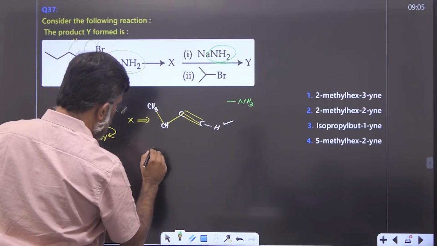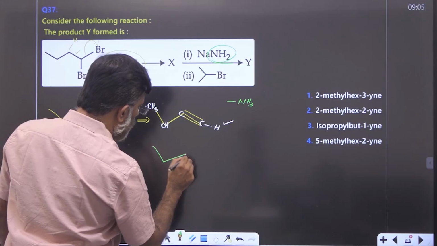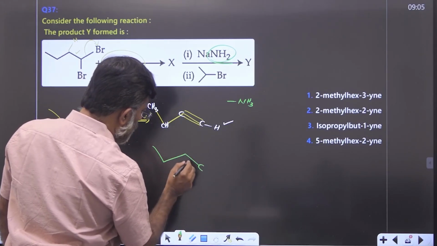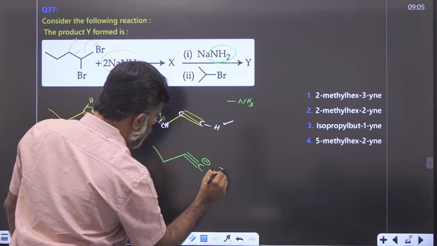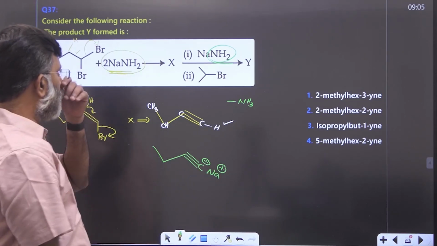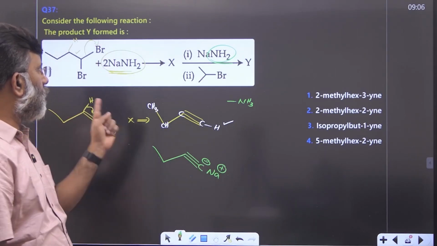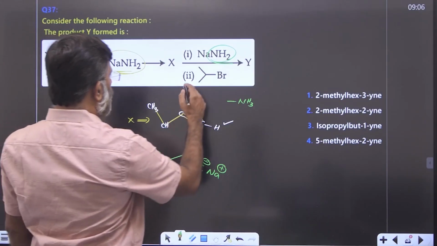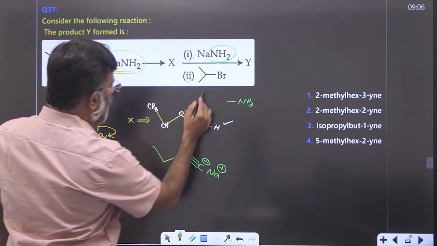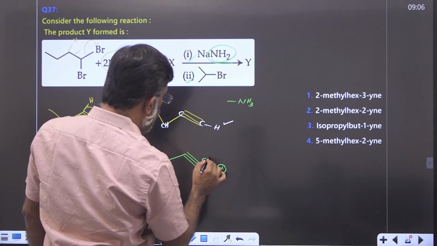After the first reaction, the product obtained will be like this: C minus Na plus. This is the product obtained after the first reaction between X and Y. And now it is interacting with the second reaction. It will undergo a nucleophilic attack.